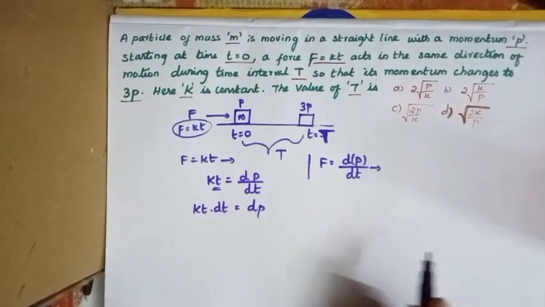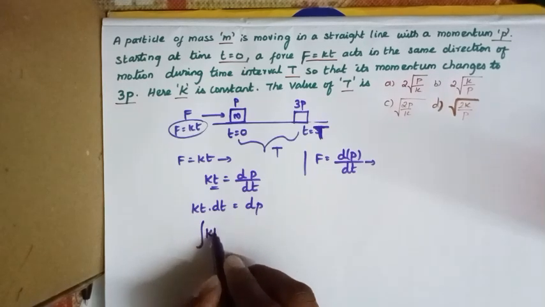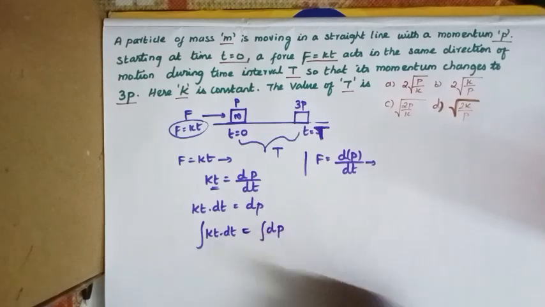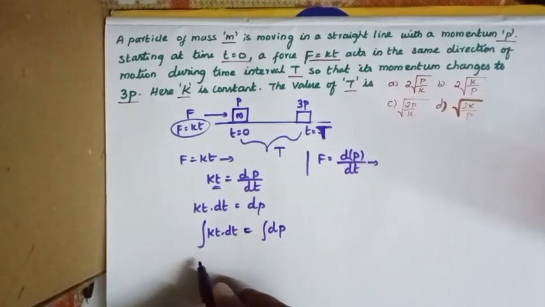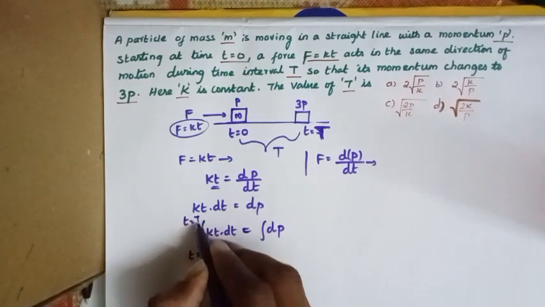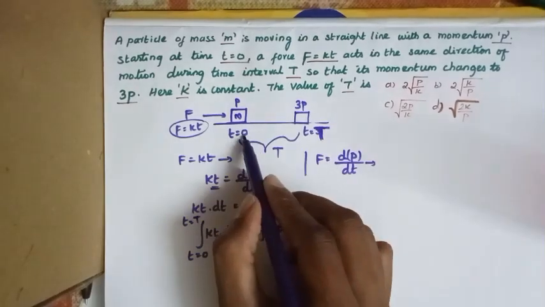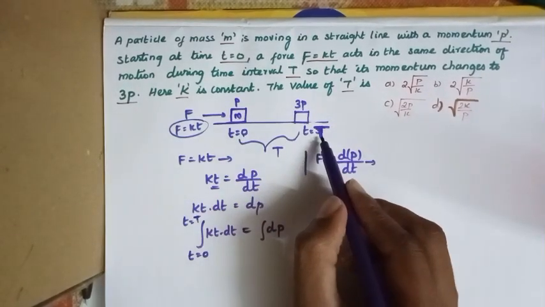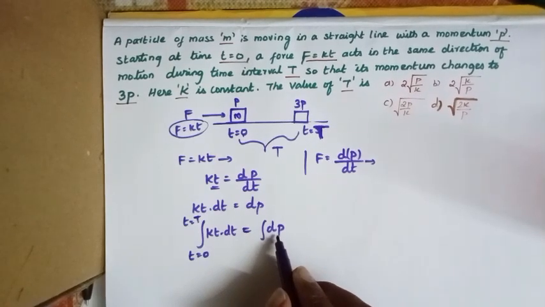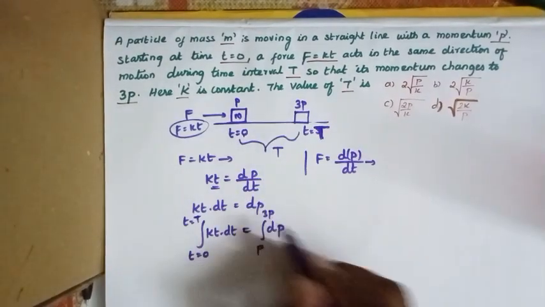Okay, now you have to integrate it on both sides. Just do the integration, kt dt, and this is dp. Now the lower limit in this case is time t equal to 0 and the upper limit is t equal to capital T, because this entire process happens from time t equal to 0 to the time value T. In this case momentum is the variable, so we have to use the initial value of momentum p and the final value of momentum 3p.